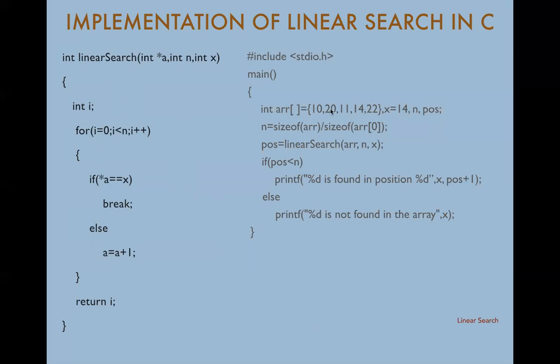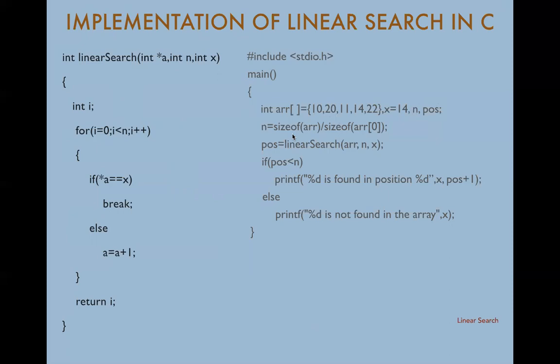So array is where I'm going to search X. N is the number of elements in the array. Pos is the position of the array element where this X is found. Okay, fine. Now, how do I find the size of the array?